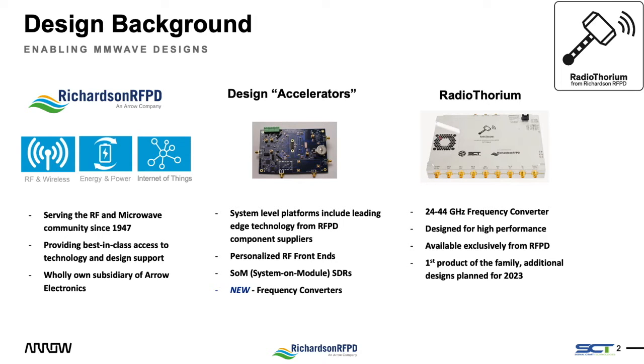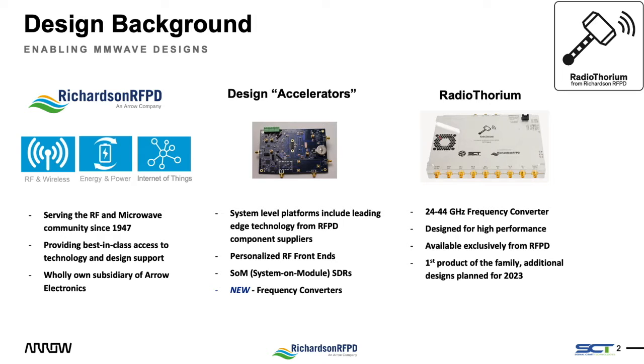Today we are going to introduce a new design accelerator family, our first product of the frequency converter line, brand name RadioThorium, and focus entirely on this first edition, which is a 24 to 44 GHz frequency converter. The product was designed with the best performance cost trade-off option in mind, but it was meant to satisfy stringent RF performance requirements such as large signal instantaneous bandwidth support, exceptional linearity, and low power consumption.